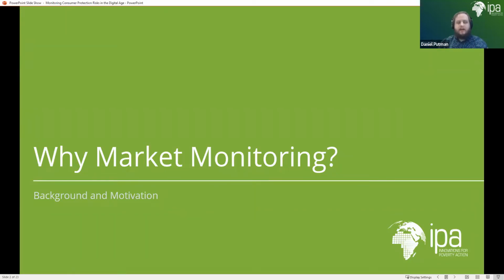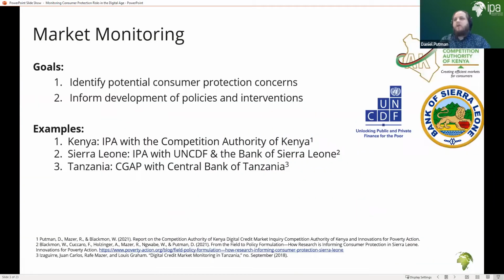Just to take a step back and say, how come we want to do this in the first place? How come we want to do market monitoring? Basically our two goals here, there's really two things that we want to do. We're looking to learn about different potential consumer protection concerns, and then the other thing we're trying to do is guide the development of policies and interventions that can help with this. And so I'm going to draw pretty heavily on this first example, which is a collaboration between IPA and the Competition Authority of Kenya, but just a few examples of this in practice.